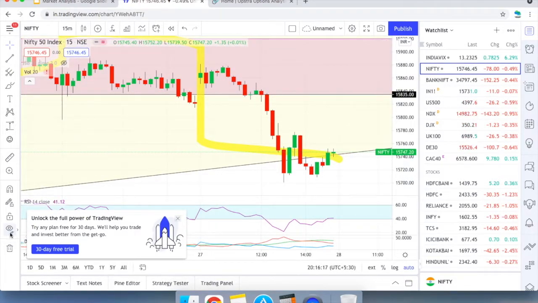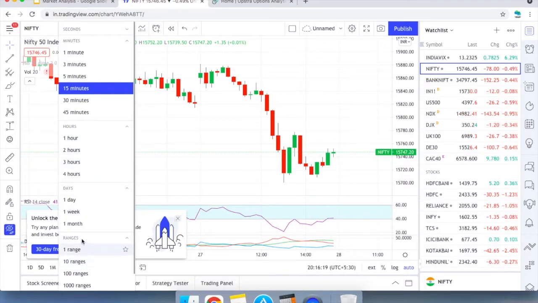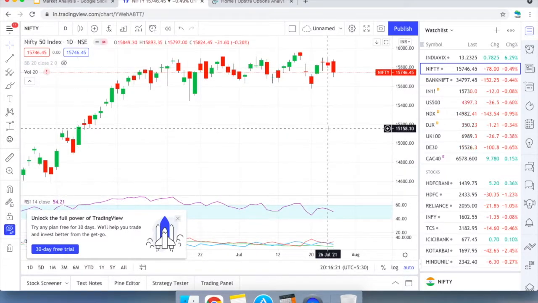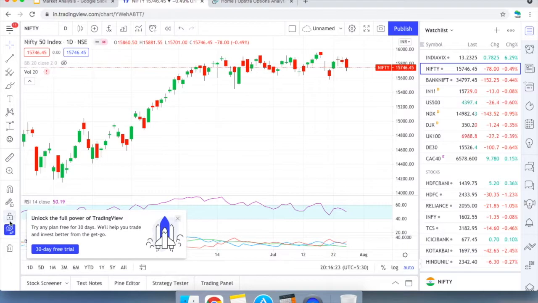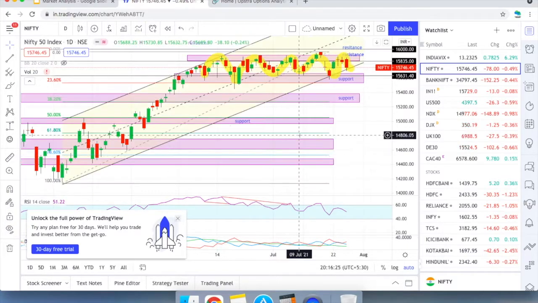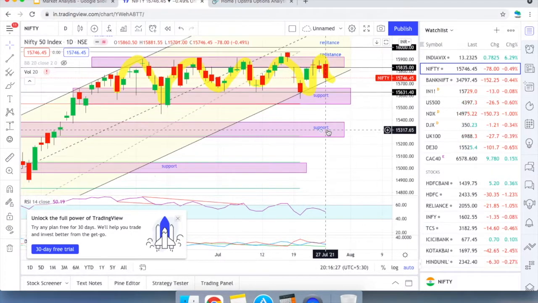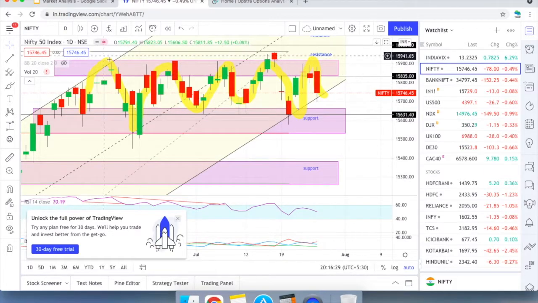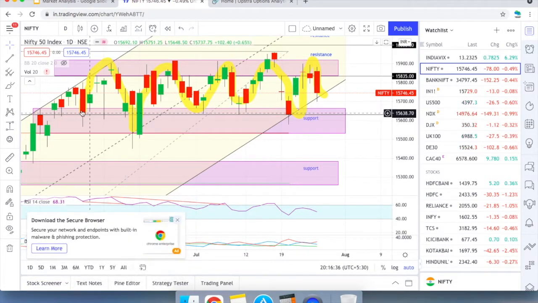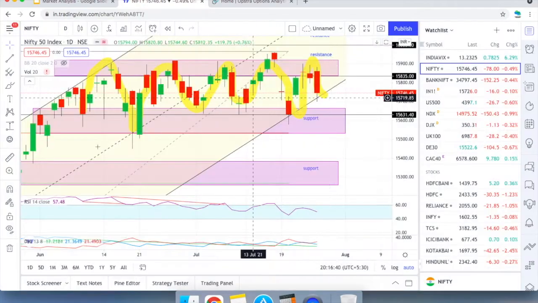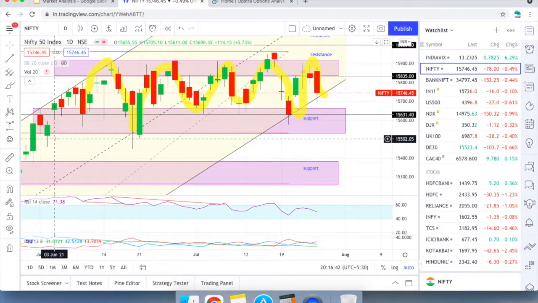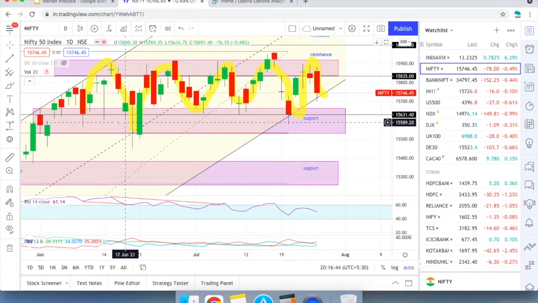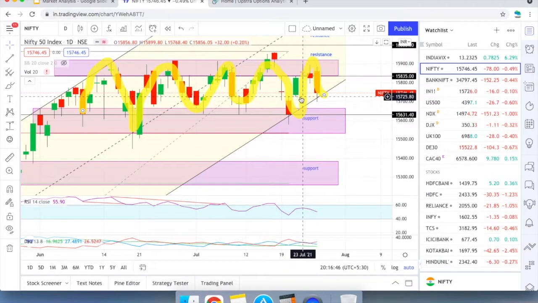So let's look at what levels we can see. Why is it behaving like this? As you can see here, it is zigzagging since the beginning of June, for a very long time. Since early June it has been consolidating and zigzagging, and it did nothing but the same thing.